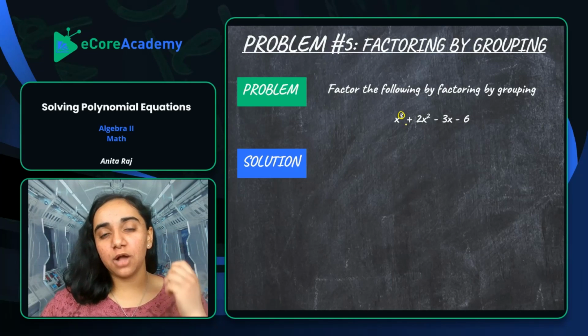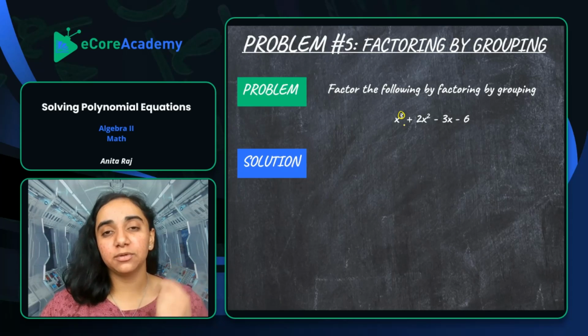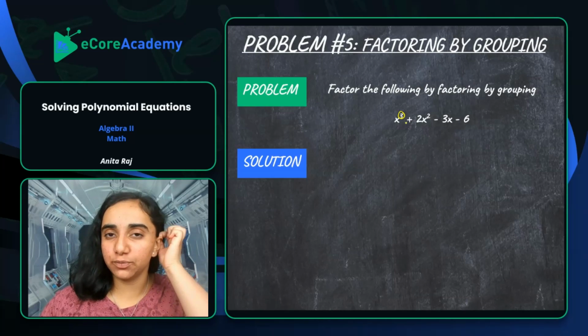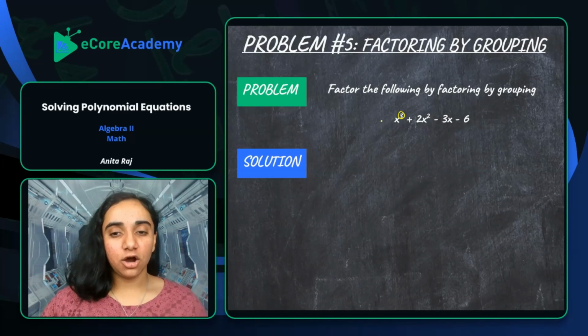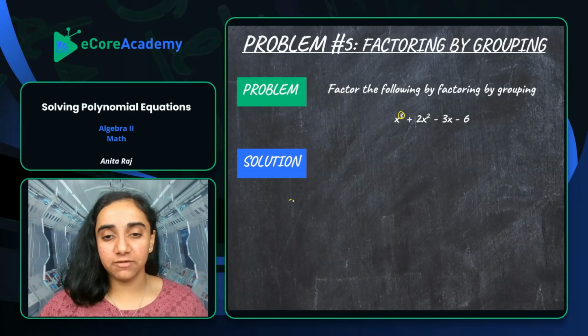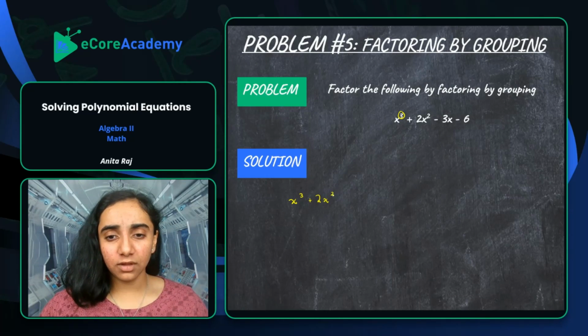As you do more of these problems, like I said before, you'll be able to tell which terms you want to group together so that you can factor and you can get the same expression in both parentheses so you do it correctly. All right, so we're going to get right into this problem. I'm going to rewrite it. x cubed plus 2x squared minus 3x minus 6.